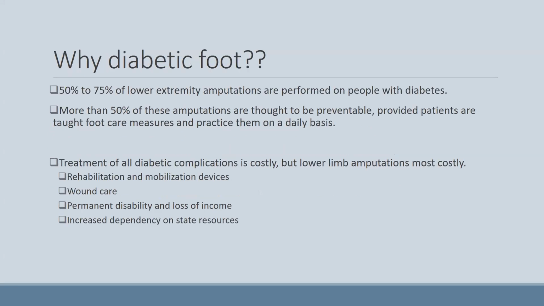But now, why did we decide to talk about this topic? Like Dr. Mawela said in the beginning, 50 to 75% of lower extremity amputations are performed on diabetic patients, and more than 50% of these amputations are thought to be preventable, provided that the patients were educated about foot care and we examined them and did corrective treatment to try and prevent them from developing amputation.